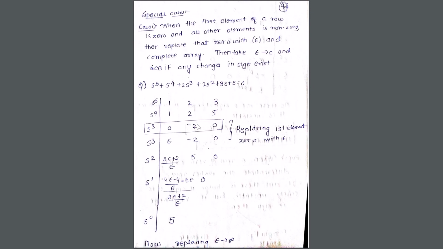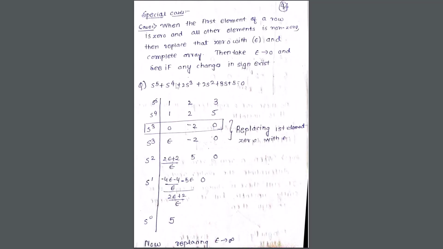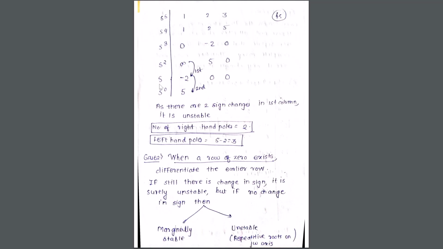Then there can be different cases wherein only one element of a row, the first element of the row, can be 0, and the other elements will be non-zero. So in that case, take the first element as epsilon, rewrite the steps again and solve the equation. Replace your epsilon as 0. It is given infinity over here. I am very sorry for that. It should be 0. Write the table again and then see how many changes in sign there are. There are 2 changes in sign. So the number of right hand poles is 2 and the left hand poles is the degree 5 minus 2, which is equal to 3.